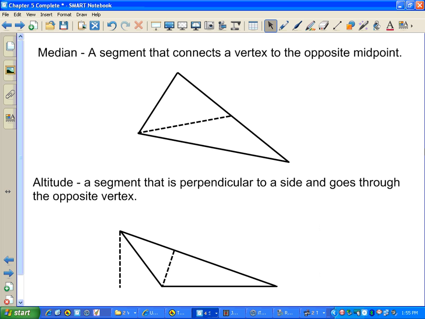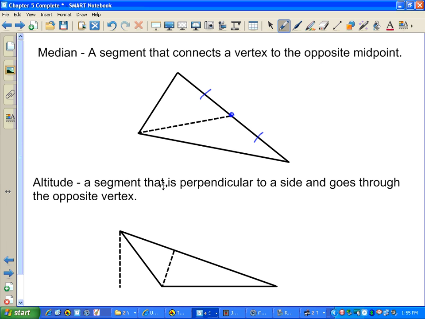The next two special segments we're going to talk about are the median and the altitude in a triangle. A median is a segment that connects a vertex to the opposite midpoint. Okay, so this is an example of a median. It goes from a vertex to the midpoint. So if this is a midpoint, I know these two pieces are congruent.